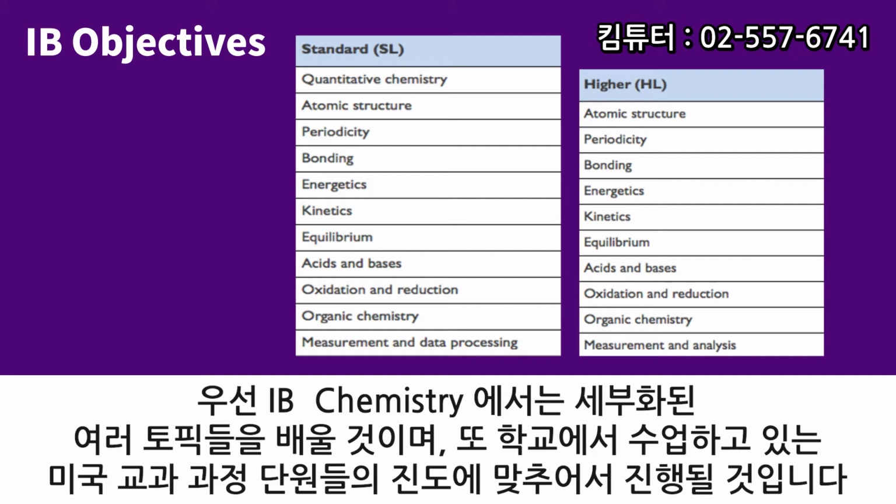So first of all, let's take a look at some IB objectives. We will be learning quantitative chemistry, atomic structure, periodicity, bonding, energetics, kinetics, equilibrium, acids and bases, oxidation and reduction, organic chemistry, measurement and data processing, as well as analysis.